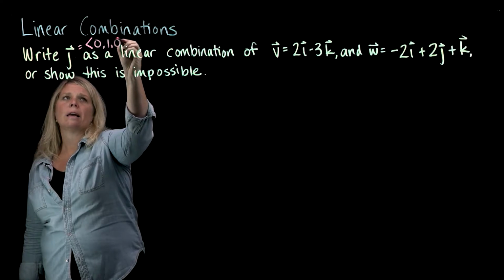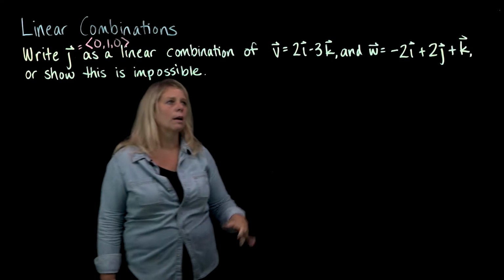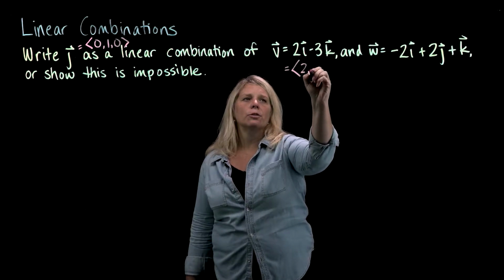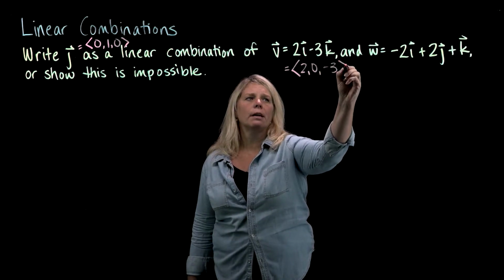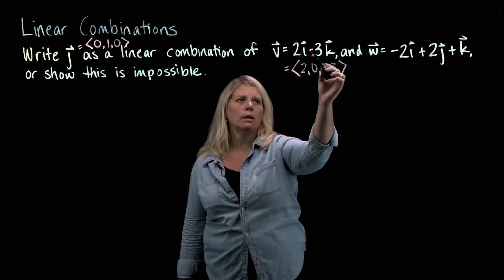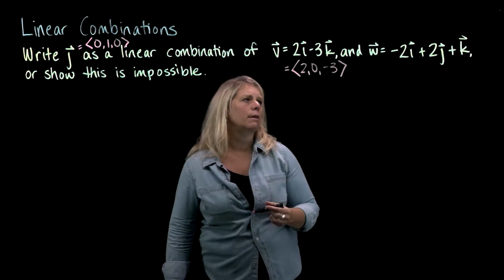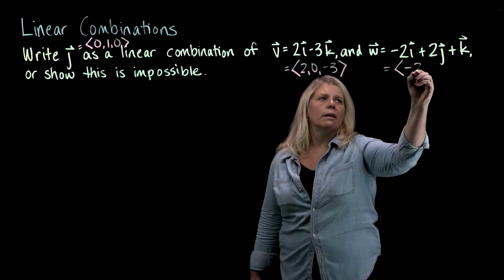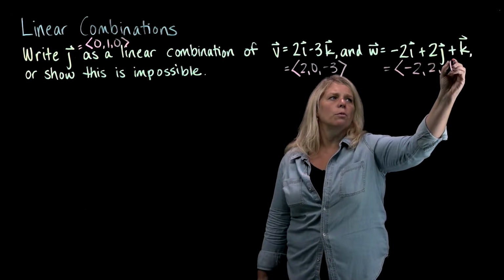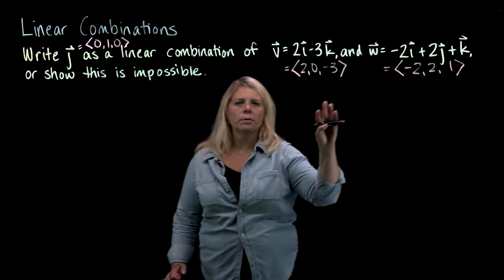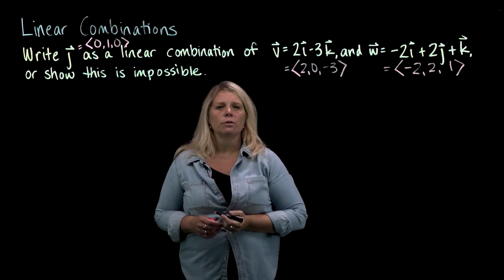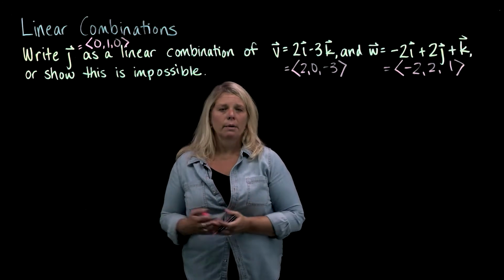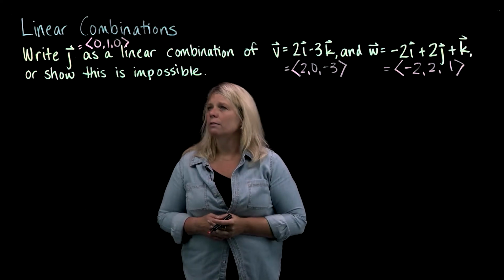So J is (0, 1, 0), and then these two vectors here could be rewritten as (2, 0, -3). So 2 in the I component, 0 in J, -3 in the K component, and then the W vector could be rewritten as (-2, 2, 1). So again, you want to develop some fluency going back and forth between those two different notations. Our textbook uses both. I will use both in assignments and anything I do with this class.